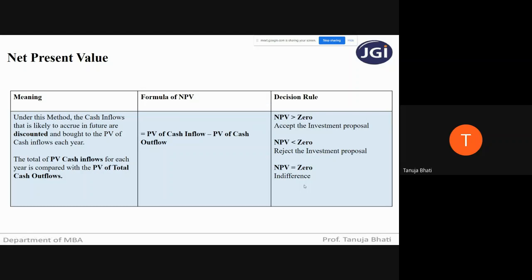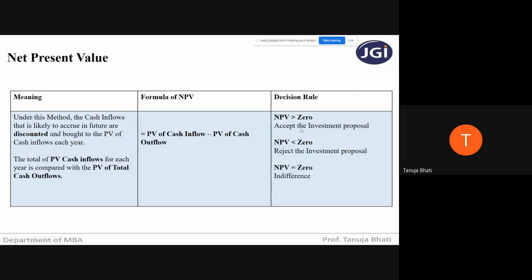So, it is left to you. You make a choice. If you accept also, there is no benefit since it is 0. Your inflow is the same as your outflow. So, it is indifference. Now, is this net present value technique clear to everyone?